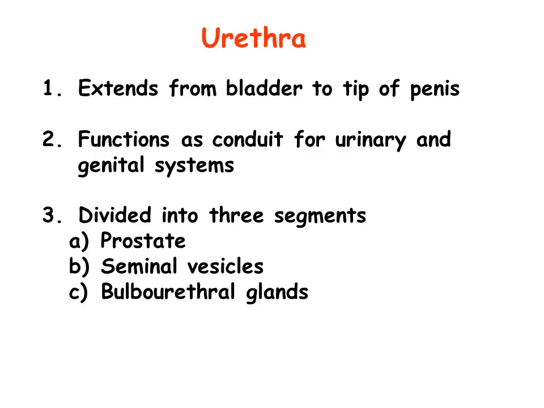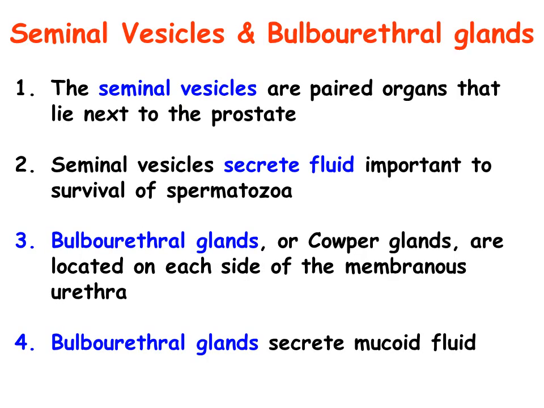Now, as we discussed last week, the urethra does extend from the bladder to the tip of the penis, and it functions obviously as a conduit for the urinary system, but also for the genital system. In man, it is divided into three segments where you have the prostate, the seminal glands, and the urethral glands. It's going to be one of those recordings, I guess. So we'll start off with talking about the seminal vesicles and the bulbourethral glands.